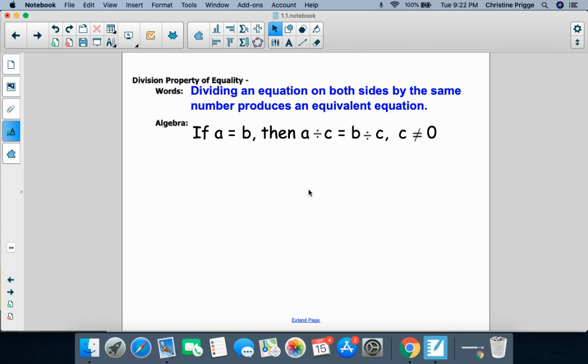If you had a calculator right now and you took a number and you divided it by 0, it would either tell you it's an error or it would say it's undefined, because you cannot divide by 0. It doesn't make sense. So that's why in this particular case, you cannot divide by 0, but you can divide by any other number, and you would have to do the same thing to both sides of the equation. So you can stop here and write down that property.